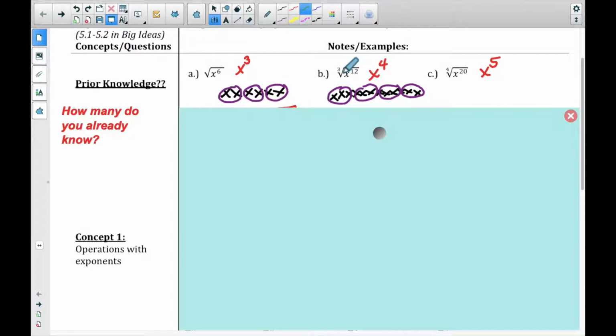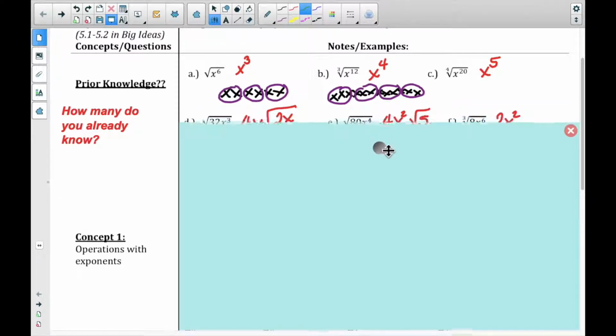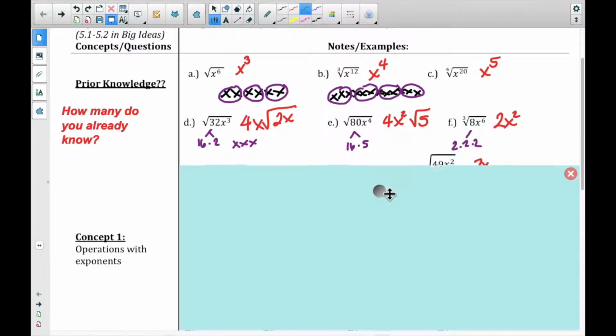Same thing on example C. I just didn't want to write out all of those 20 x's, but you can imagine if you had 20 of them, you group them in groups of 4, there would be 5 groups, and so that is x to the fifth. That is the basics of how to do radicals and roots. Now we're starting to mix in some numbers with our x's, and so the numbers you should already know how to do, but I'm going to just quickly go through that.